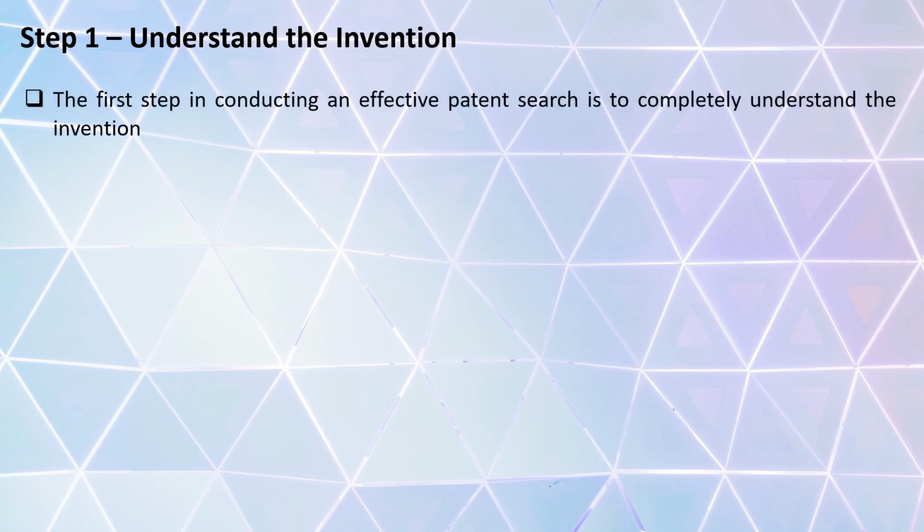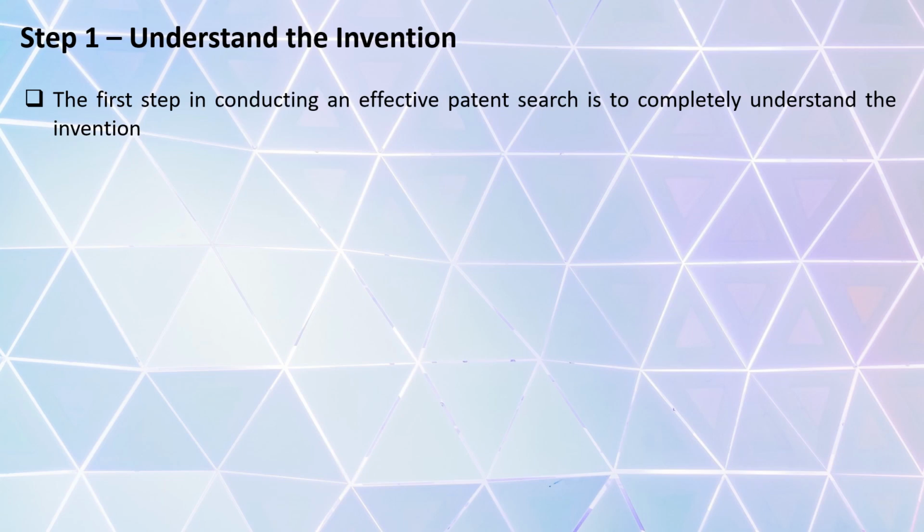So the first step in conducting an effective patent search is to completely understand the invention. Now, this might sound like a very obvious point, but it is a very important one as well. So whenever you are planning to conduct a patent search, it's very important to understand the invention thoroughly.